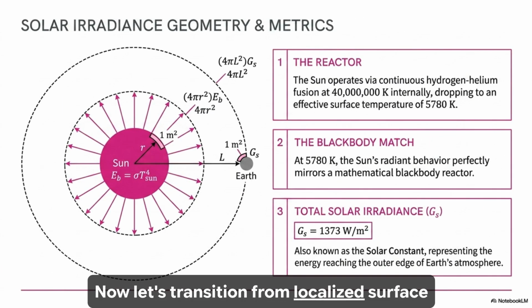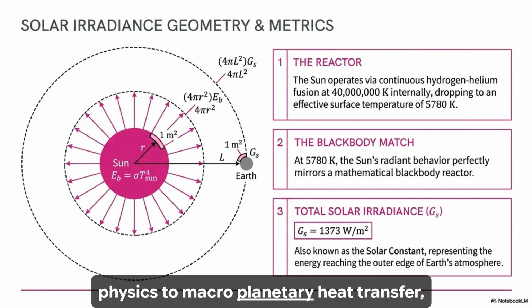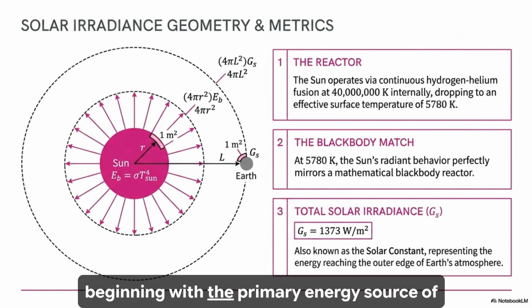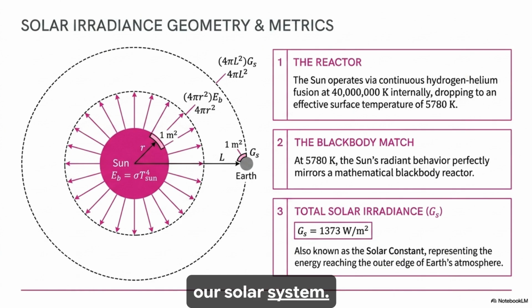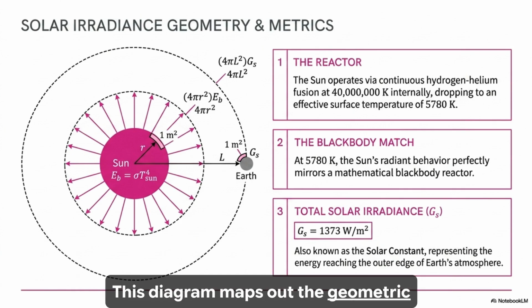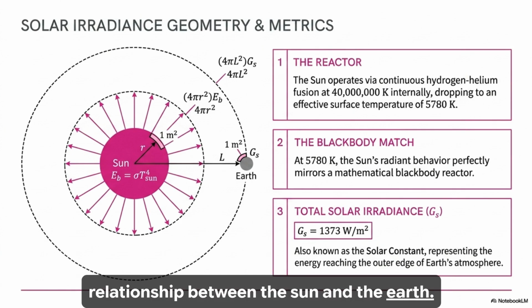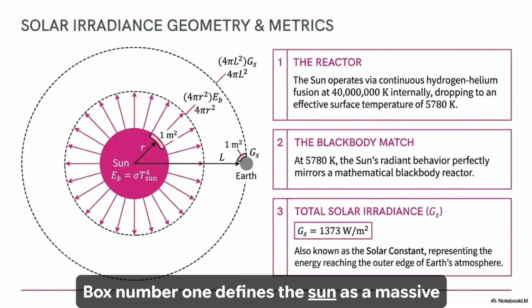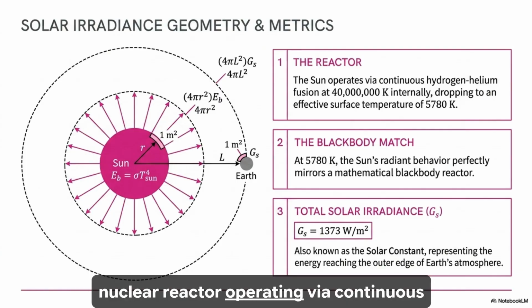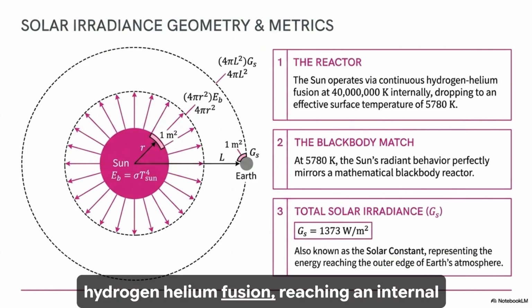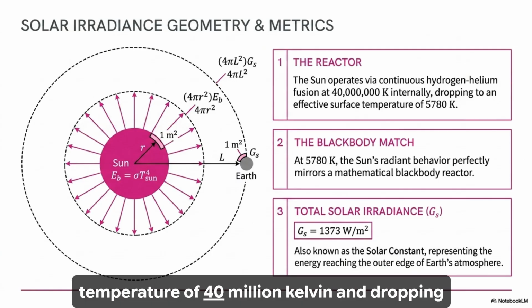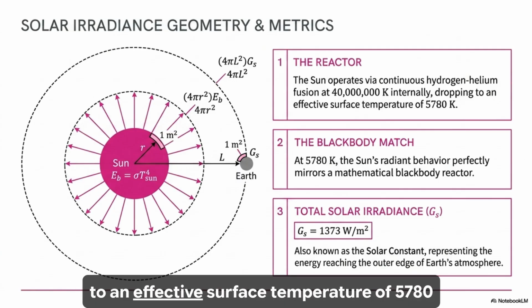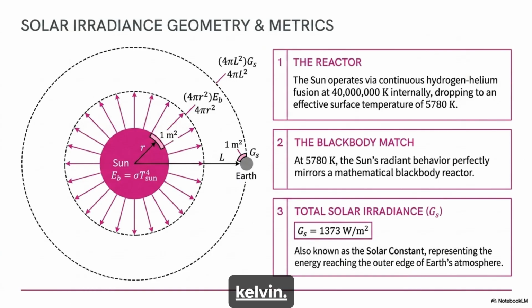Now let's transition from localized surface physics to macro-planetary heat transfer, beginning with the primary energy source of our solar system. This diagram maps out the geometric relationship between the Sun and the Earth. Let's follow the numbered callouts on the right. Box number 1 defines the Sun as a massive nuclear reactor operating via continuous hydrogen-helium fusion, reaching an internal temperature of 40 million Kelvin and dropping to an effective surface temperature of 5,780 Kelvin.